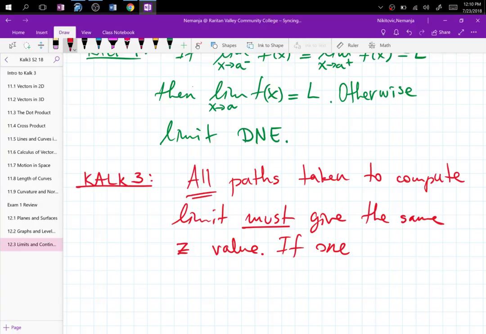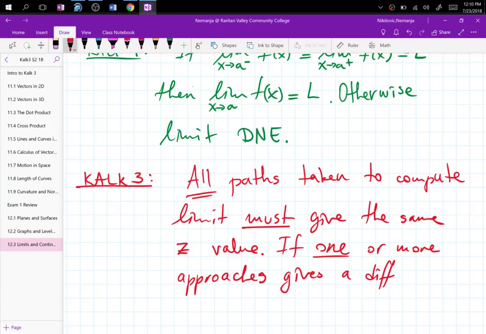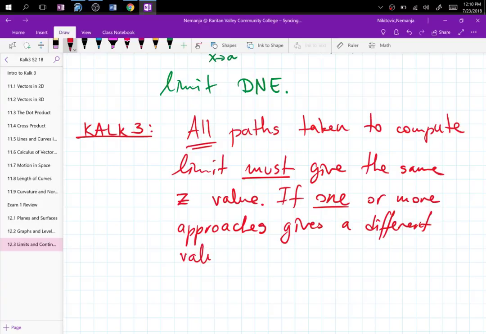If one or more approaches gives a different value, the limit does not exist. So that means that if I compute with a parabola and I get 4, and then I compute with cosine and I get 4, and I compute with a linear line and I get 4, I take a whole bunch of these and I try 50 different functions and they all give me 4. And then I try a 51st function and I get 6. The limit doesn't exist by this theorem.